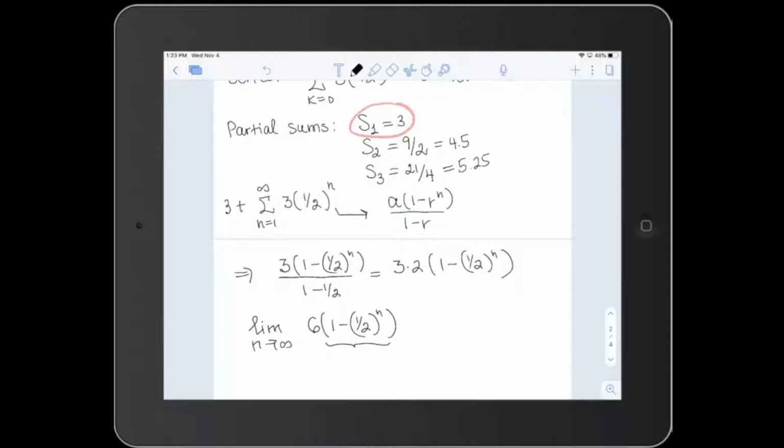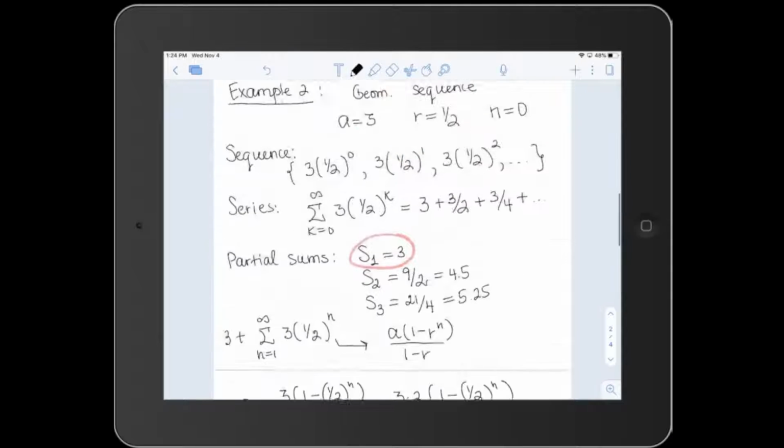It would approach 6. Yes. Why? Tell me why. You're absolutely correct. As the n power gets larger, the 1/2 to the n approaches 0, so you're essentially subtracting 0 from 1, and you're just multiplying 6 times 1. Sounds good. Excellent. That's your whole solution. Okay?